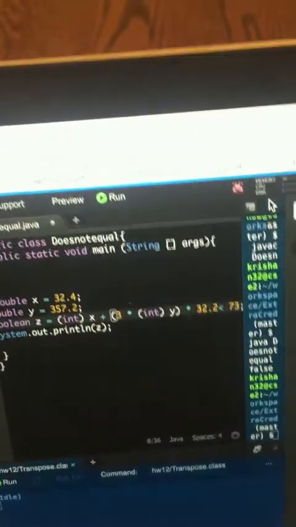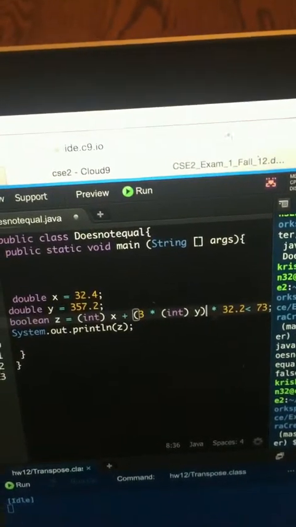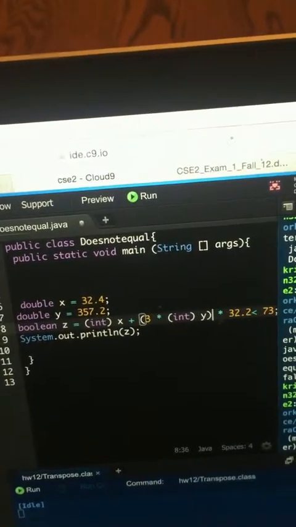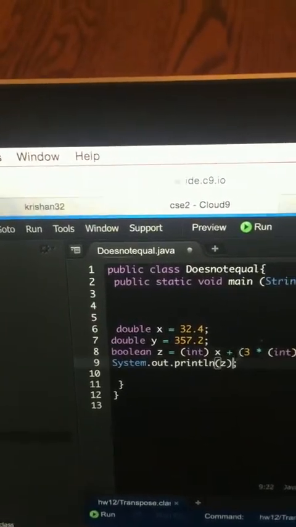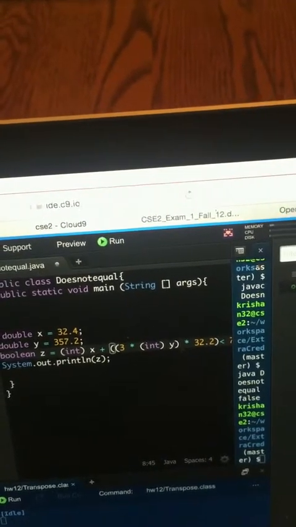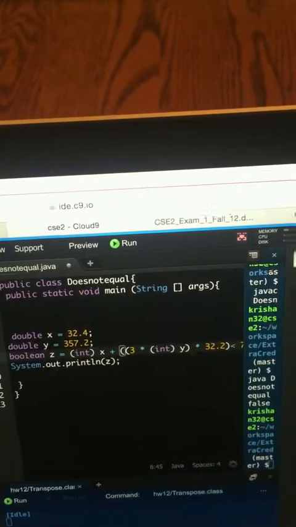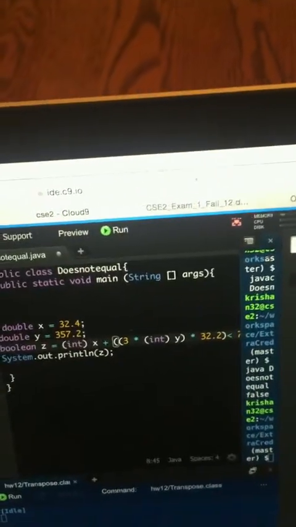Now the second set of parentheses will reflect the second multiplication operation, which is the product of the 3 and the new integer y being multiplied to the 32.2. So let me just do that. And there is your second set of parentheses. Now the parentheses need to reflect the addition operation. So you're going to add parentheses around this whole entire mathematical operation.